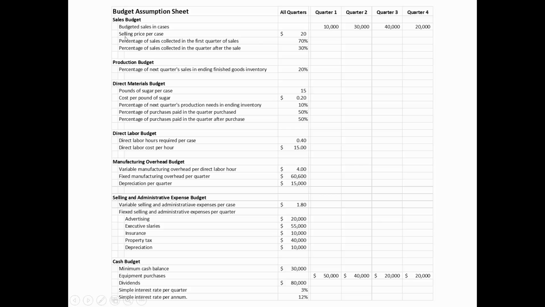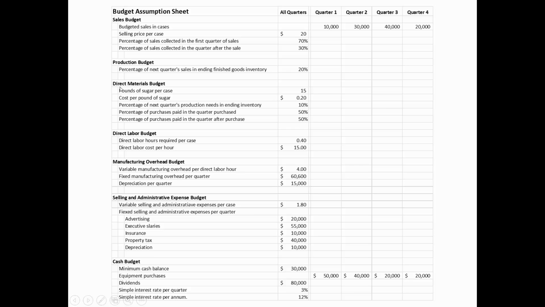The selling price per case is $20. For the percentage of sales, everything is going to be sold through accounts receivable, so they're expecting to collect 70% in the first quarter of sales, and in the subsequent quarter they're expecting to collect the remaining 30%. The percentage of next quarter's sales in the ending finished goods inventory is 20% on hand, and we'll see that when we go through that schedule.